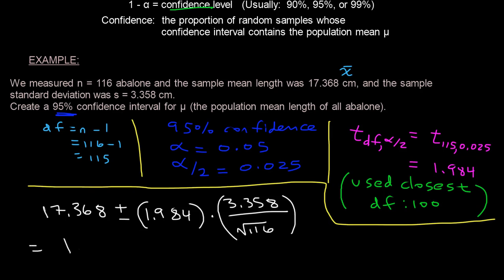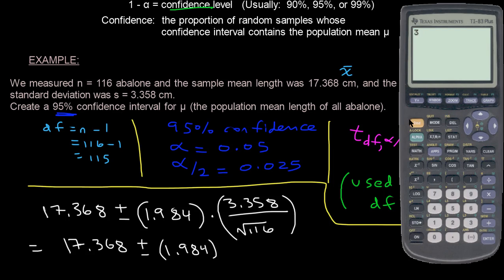So I'm going to take it nice and slow here and compute first the standard error estimate. So let's use our calculator to find this S over square root of n. 3.358 divided by the square root of 116. That is 0.31178.